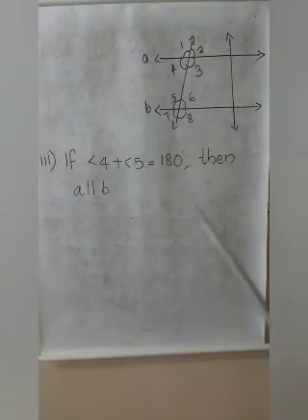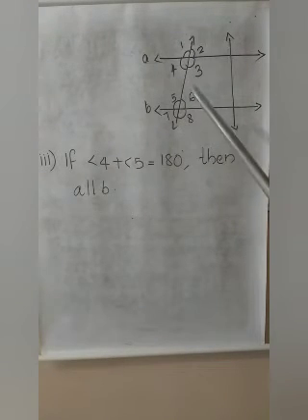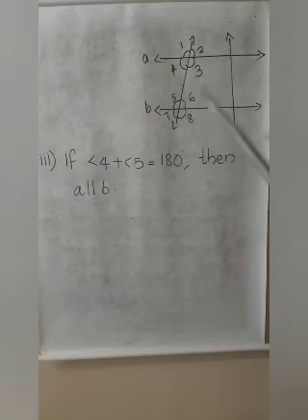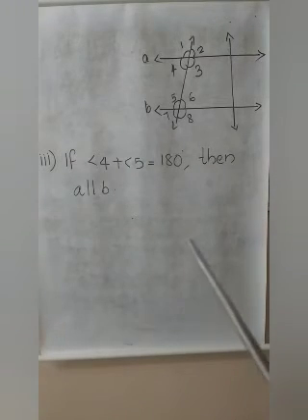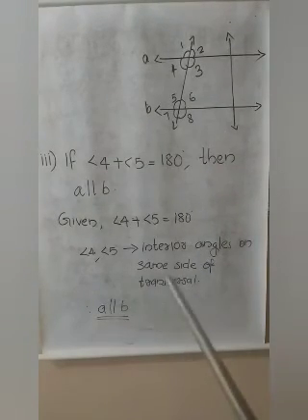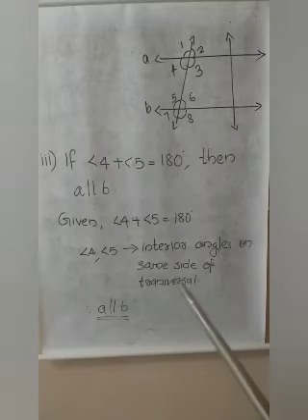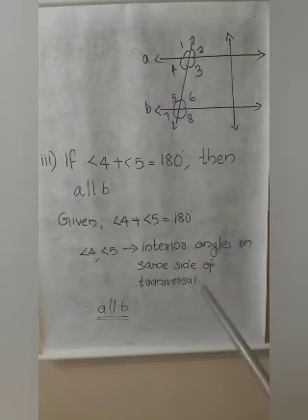So what we proved here: 4 and 5 are interior angles on the same side of the transversal, and we know that if the sum of the interior angles on the same side of the transversal is 180 degrees, then the lines must be parallel. So given angle 4 plus angle 5 is 180, and 4 and 5 are interior angles on the same side of the transversal, hence A is parallel to B. What is the reason? Since the pair of interior angles on the same side of a transversal are supplementary, the lines must be parallel.